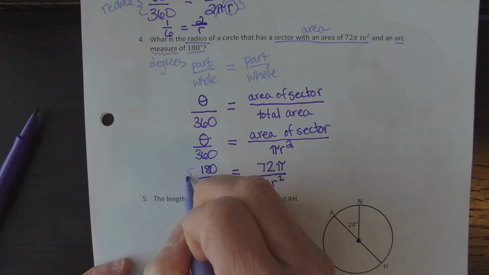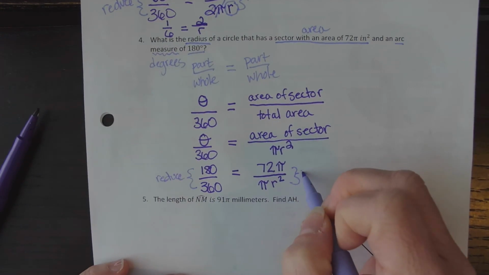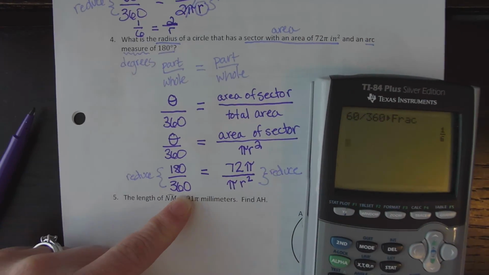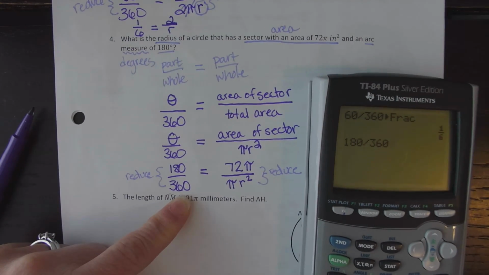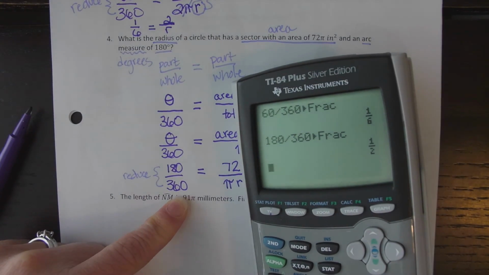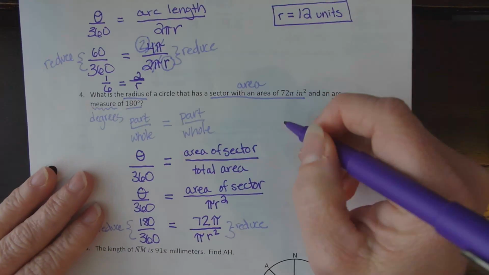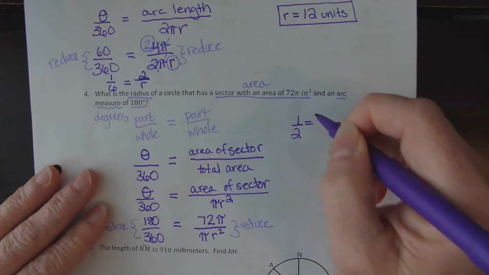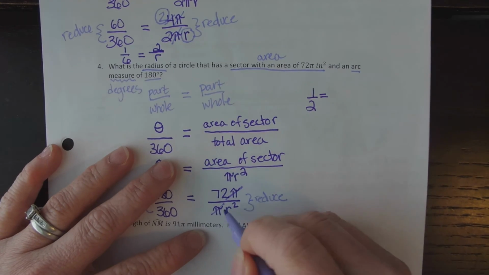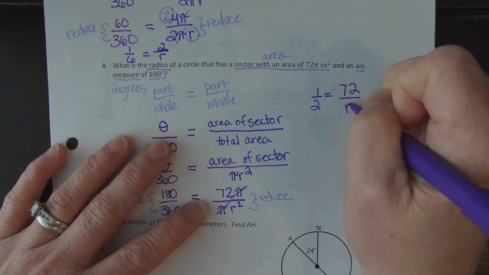All right, we can reduce this fraction. We can also reduce something over here. All right, I'm going to do 180 divided by 360. Maybe you recognize this already. Hopefully you do, but we're going to get 1/2 because 180 is half of 360. 180 is a semicircle. So 1/2 is equal to, if I look down here, I do have pi's that are going to cancel. Now the r squared didn't have a number, so I have 72 on the top and r squared on the bottom.